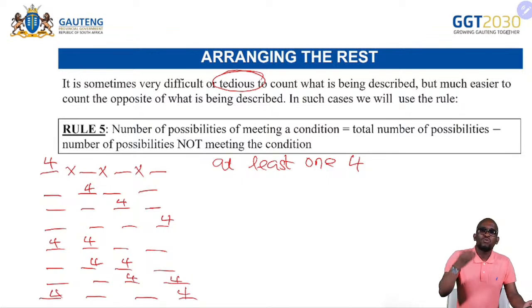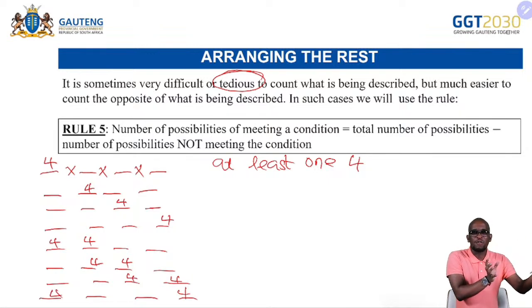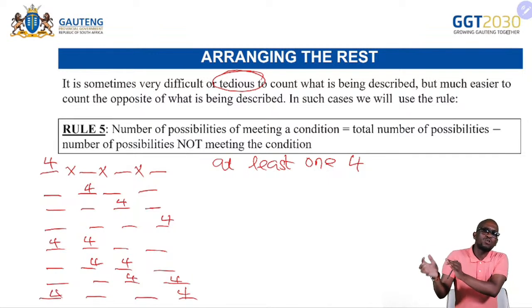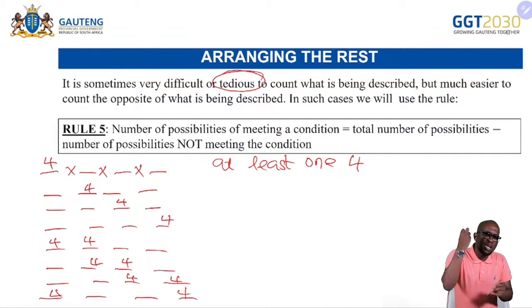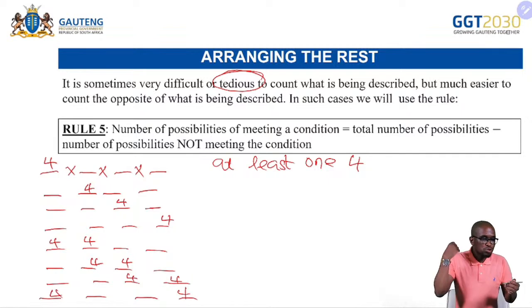So we say we've successfully arranged the rest of the items, because we would be looking at the total codes that can be formed, the overall number of codes that can be formed. And then we subtract the number of codes that contain no 4 at all. The remaining answer would be the number that represents the codes that contain at least 1 4. So that is how we're going to arrange the rest.